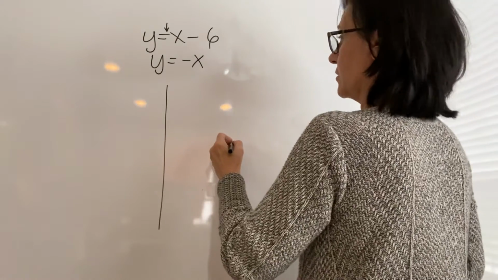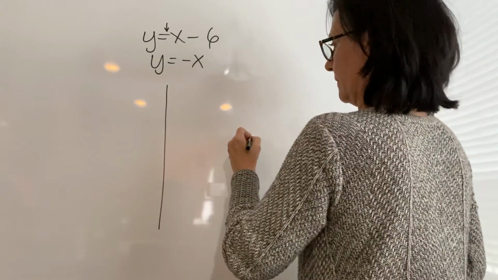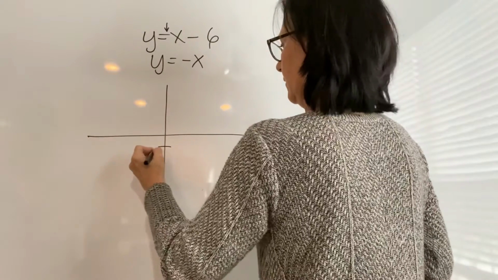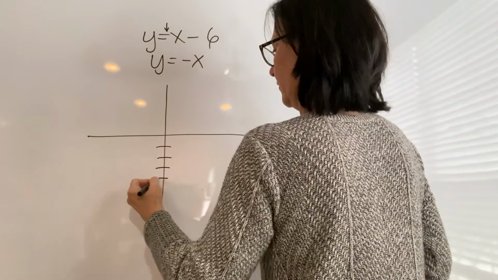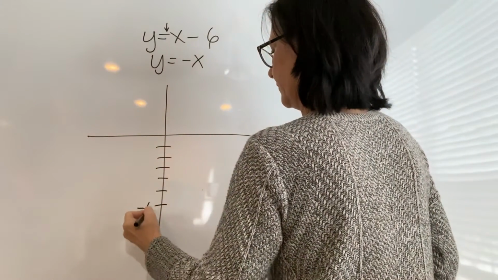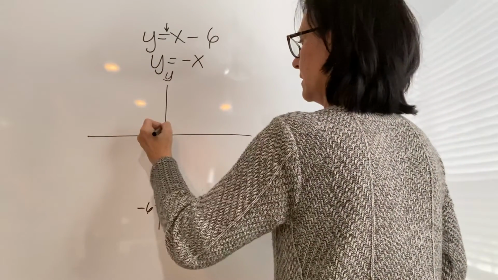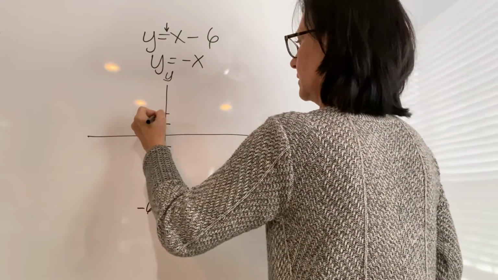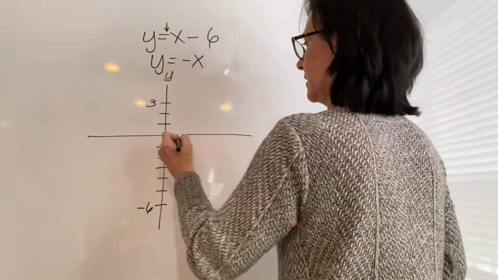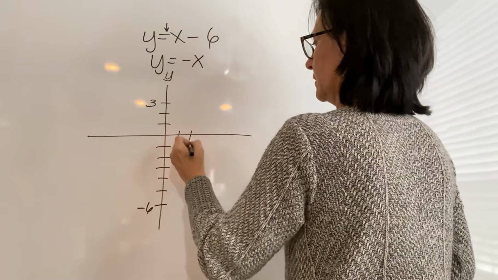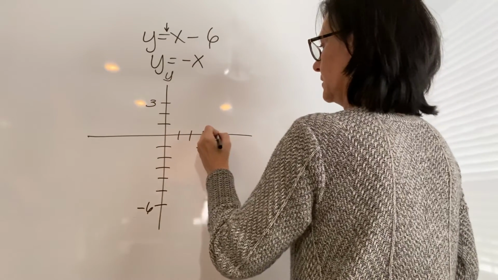So I need to start at -6, don't I? All right. 1, 2, 3, 4, 5, 6. This is my y-axis. 1, 2, 3. I'm trying to make them as equal as possible.